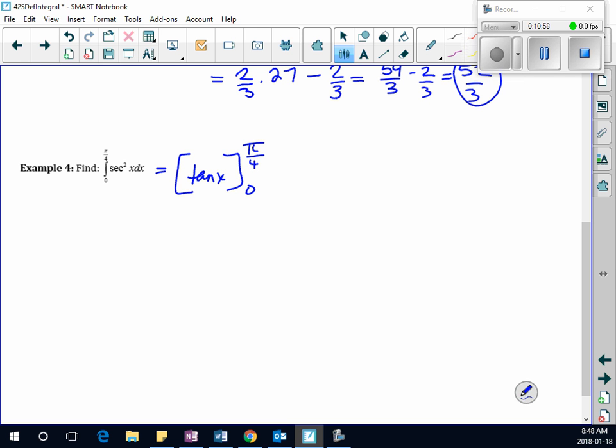Now, FTC Part 2 says this only works if it's continuous. Now, you need to check, is it continuous from 0 to pi over 4? Does anybody remember where it is discontinuous on a secant graph? That would be where cos is 0, right? So that's pi over 2. So if this would have been going from, say, 0 to pi, you couldn't actually use FTC Part 2.